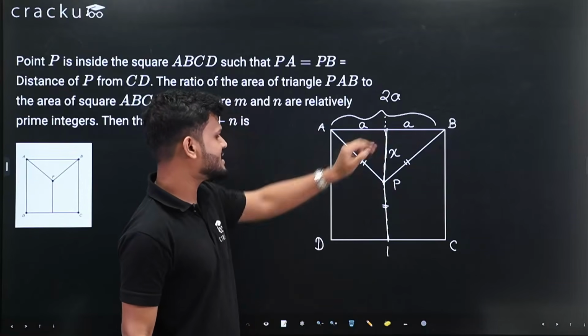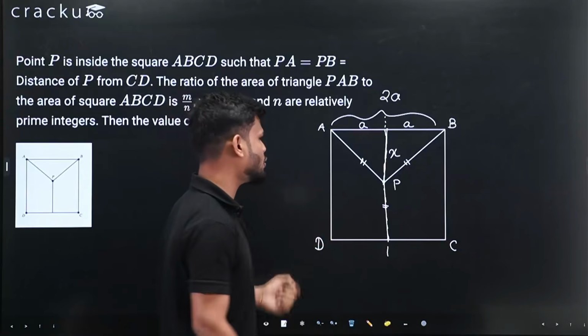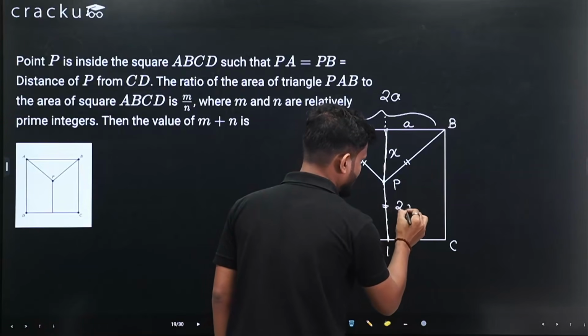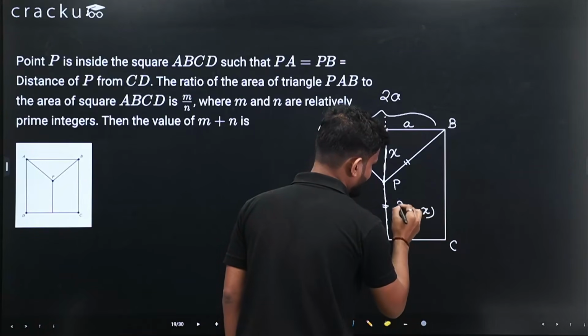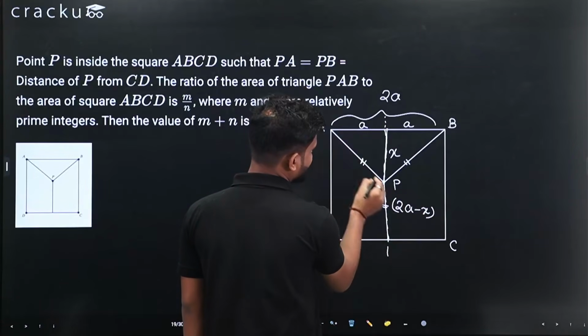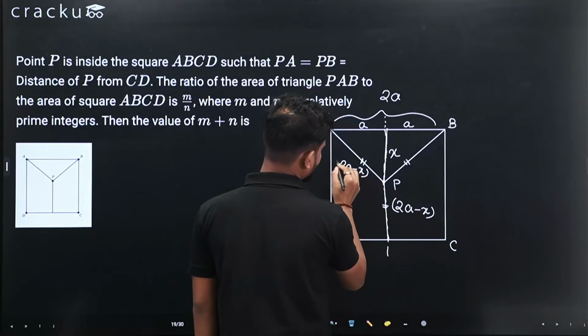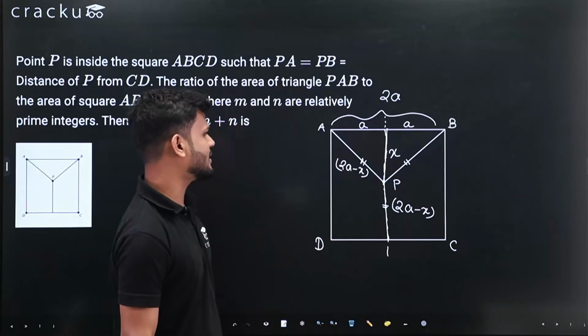Okay. So if this distance is x, this total distance is 2a. So this distance will be 2a minus x. Correct? If this is 2a minus x, this will also be 2a minus x, right? Because these are given equal.